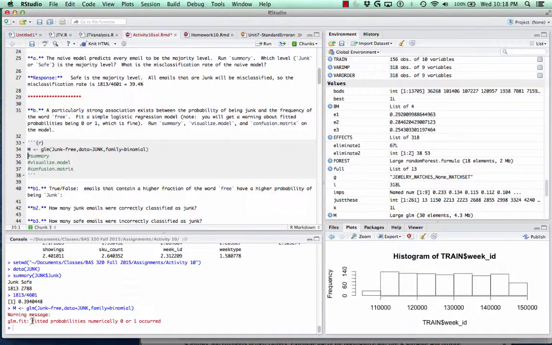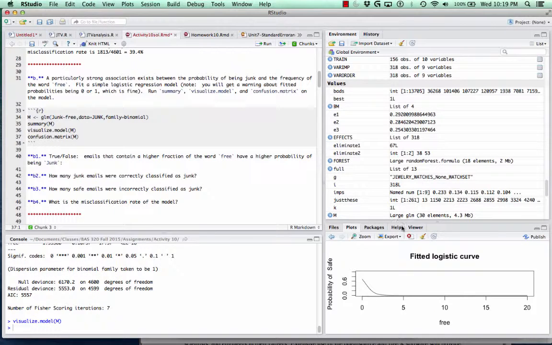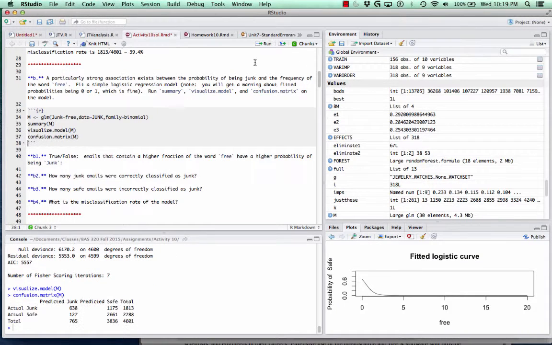So I get a warning message saying that fitted probabilities numerically 0 or 1 occurred. That's fine. It's just saying that some of those emails have essentially a 0% chance or 100% chance of being junk or safe based on the fitted model. So I can get the summary of the model, I can visualize what the model is saying about how the probability changes with the word frequency of free, and then I can also look to see how well the model does at making predictions. Alright, so we'll get the summary, we'll get the visualization, and then we'll also get the confusion matrix of our simple logistic regression model.